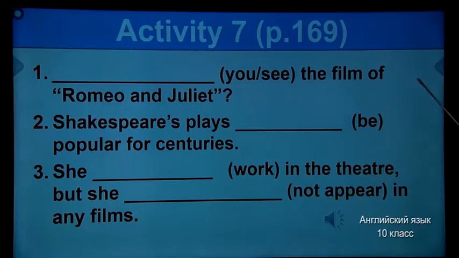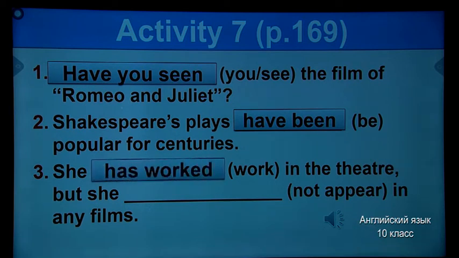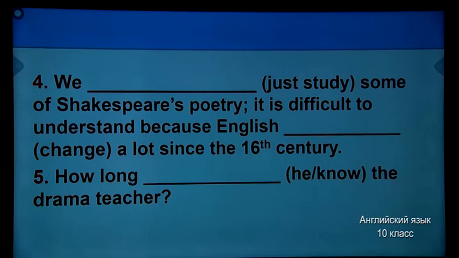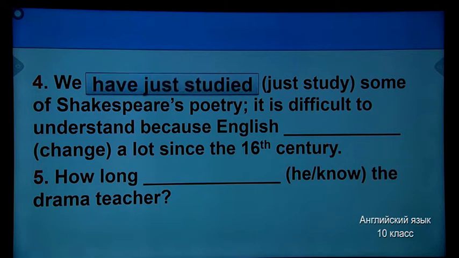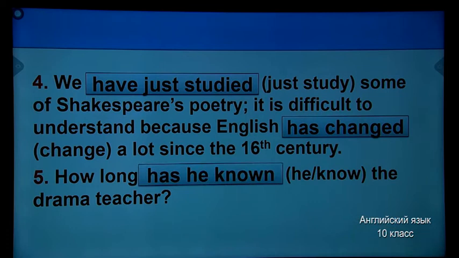The first one, you see the film of Romeo and Juliet. Your answer? Let's check. Have you seen? The second one, Shakespeare's plays. Here you should use the verb be, popular for centuries. Has been popular. The third one, she has worked in the theater, but she hasn't appeared in any film. Second part, fourth, we have just studied some of Shakespeare's poetry. It is difficult to understand because English has changed a lot since the 16th century. The last one. How long has he known the drama teacher?